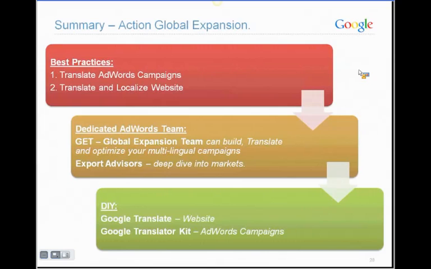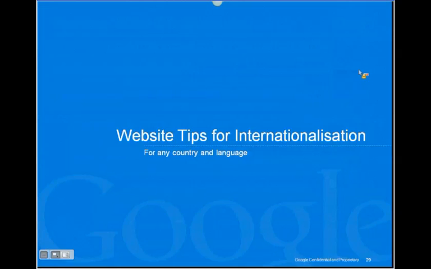So, just to summarize before Sarah takes us through some international website tips. Best practices dictate that in order to be successful at internationalization, translation and localization of both your AdWords campaigns and your website is a necessity. This can be done in two ways: using your Google AdWords dedicated support team to link you up with our global expansion team and to provide further market insights, or you can do it yourself using Google Translate and the Google Translator Kit.